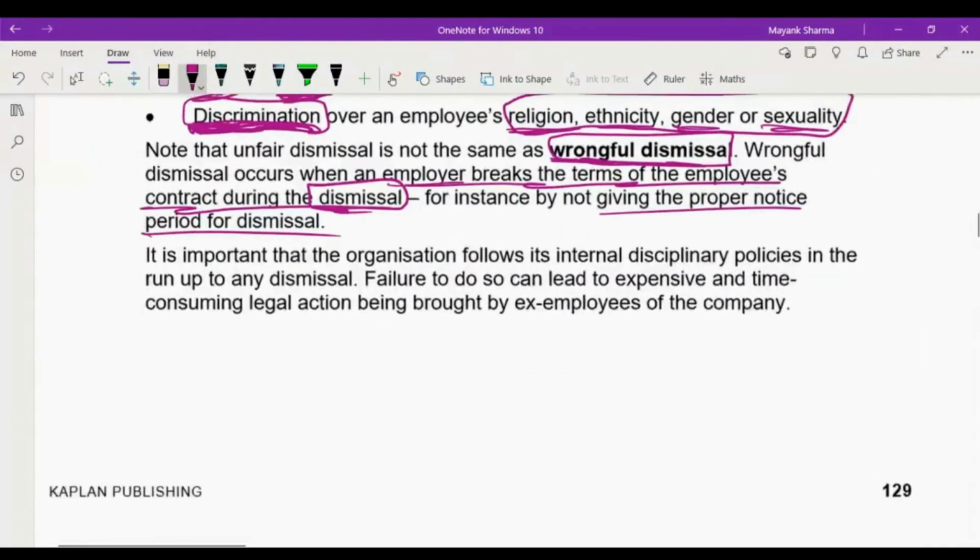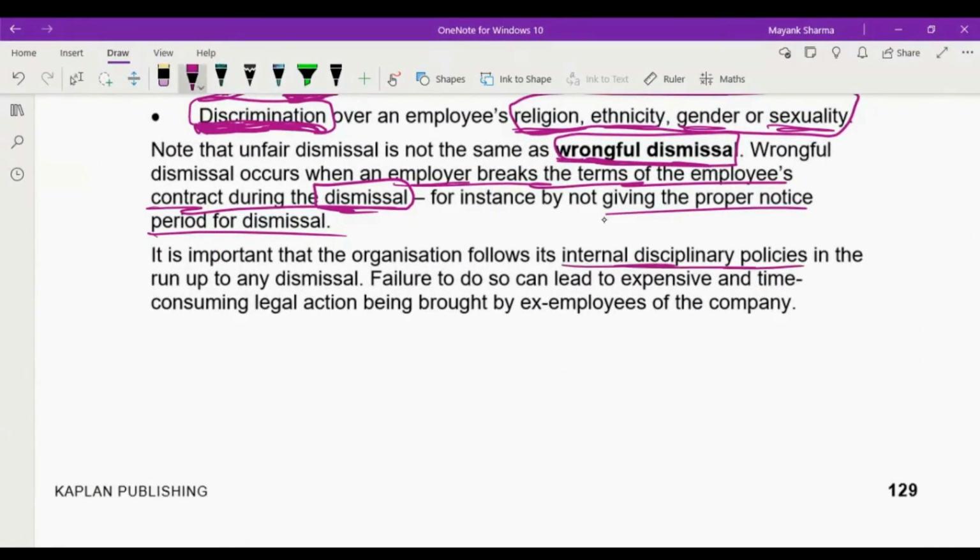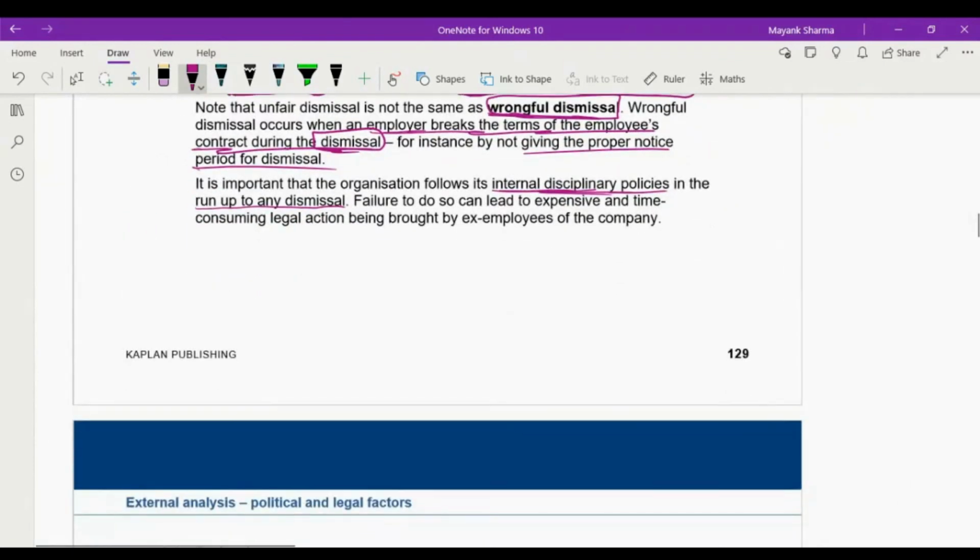It is important that the organization follows its internal disciplinary policies in the run-up to any dismissal. There should be a proper step-by-step policy that this is to be done and that is to be done, and all the assets should be taken back, and all the NOCs, no objection certificates, should be taken from all the places where the person has worked. Clients should be informed if the employee was a client-facing employee. All those processes should be followed. Internal processes should be followed.